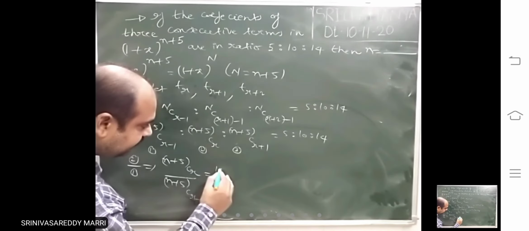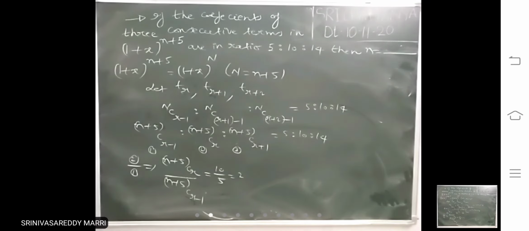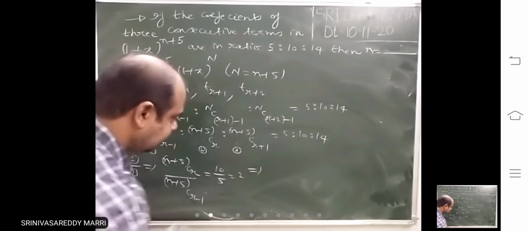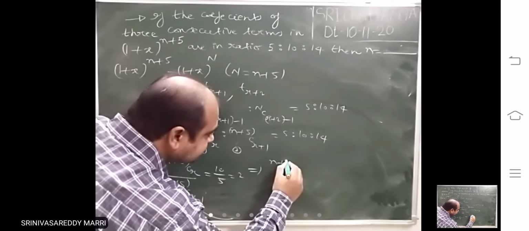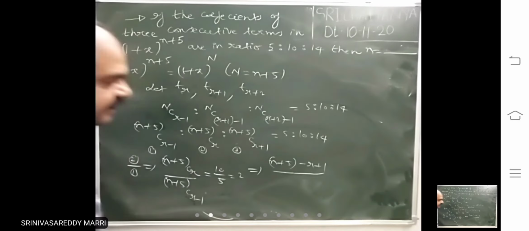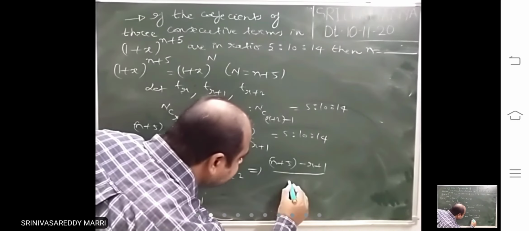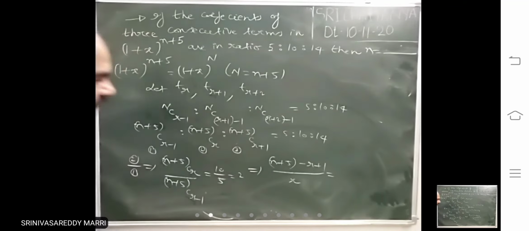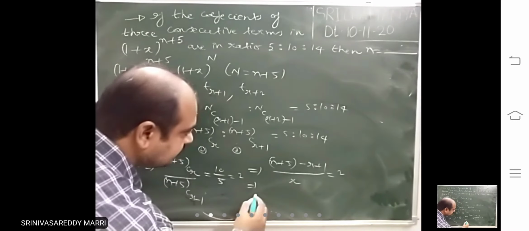Equals 10 divided by 5, that means 2. So for the first equation, look here: nCr divided by nCr minus 1. What is n? n plus 5. What is the formula? (n minus r plus 1) divided by r, where n is n plus 5, equals 2.